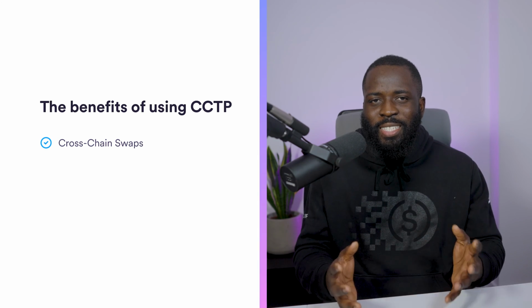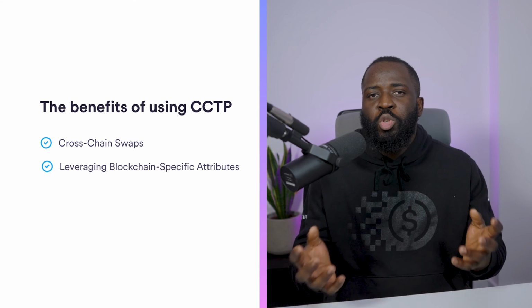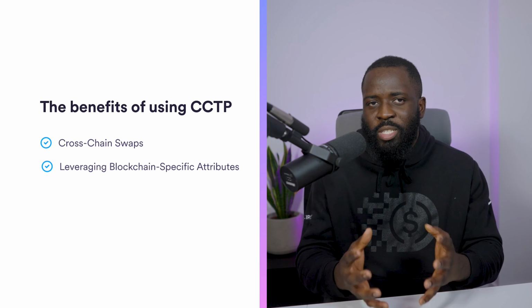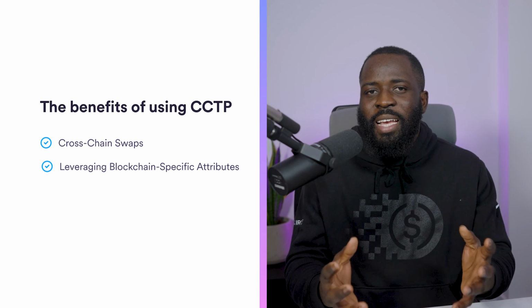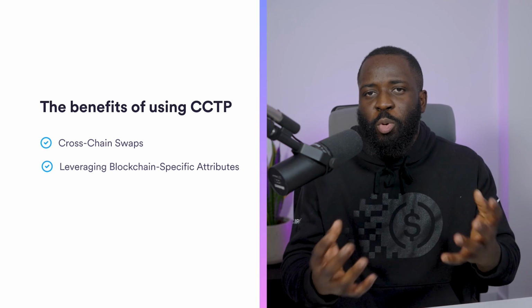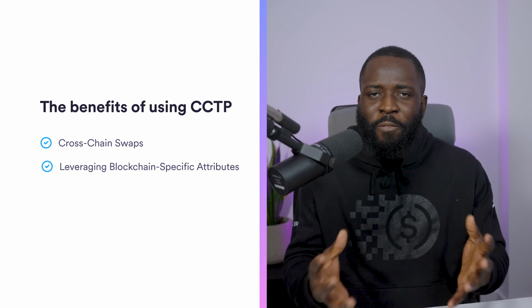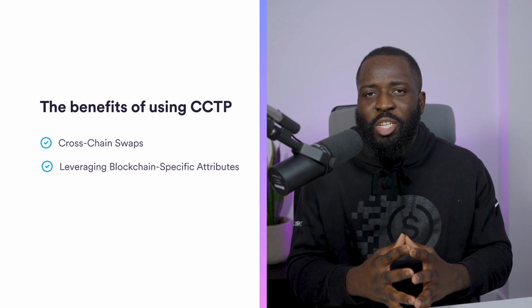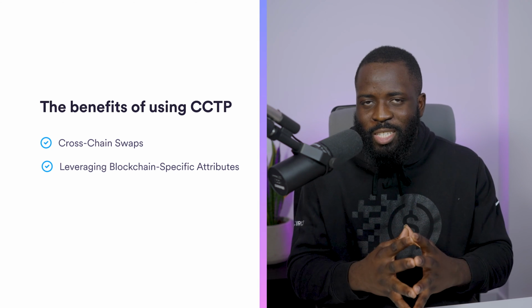The second benefit is leveraging blockchain-specific attributes. CCTP also allows you to leverage blockchain-specific attributes, optimizing your user experience. For example, let's consider ETH on Ethereum mainnet. By utilizing CCTP to bridge ETH on the Ethereum Layer 2 rollup, such as Polygon, you can benefit from lower transaction fees while still enjoying the features of USDC. This strategic move enables you to take advantage of cost efficiency without sacrificing the benefits of your digital asset.